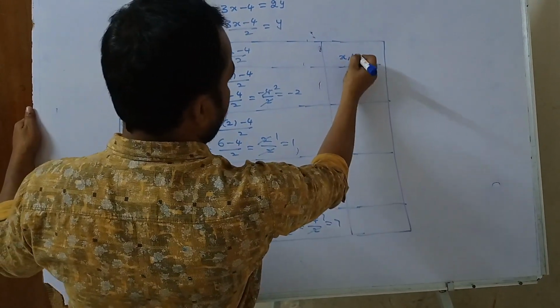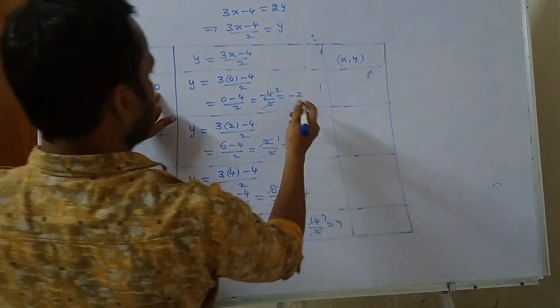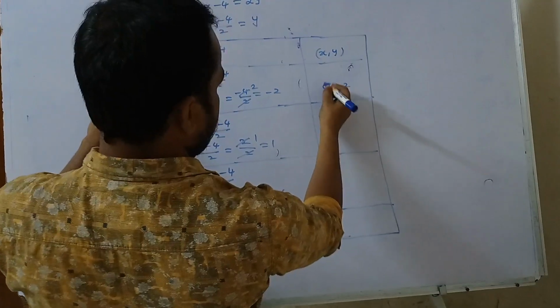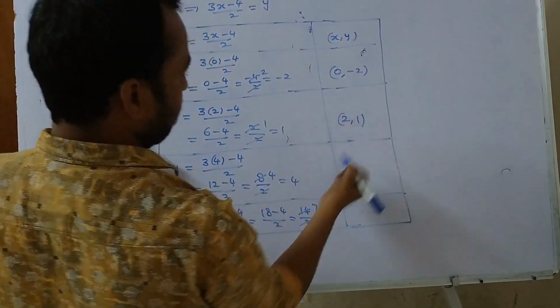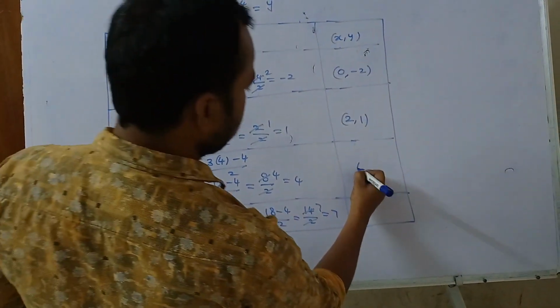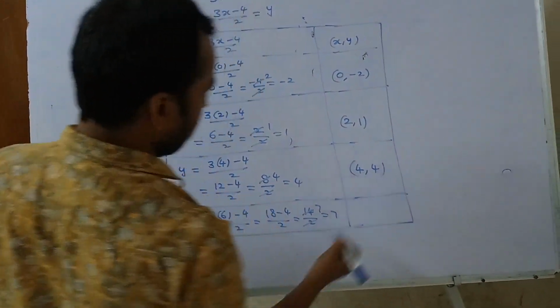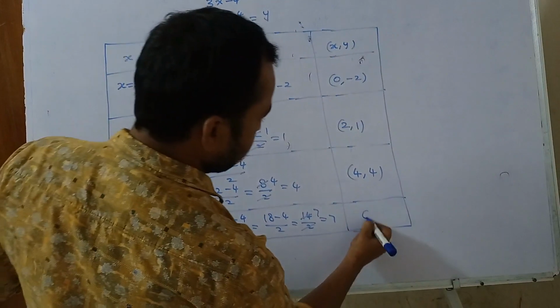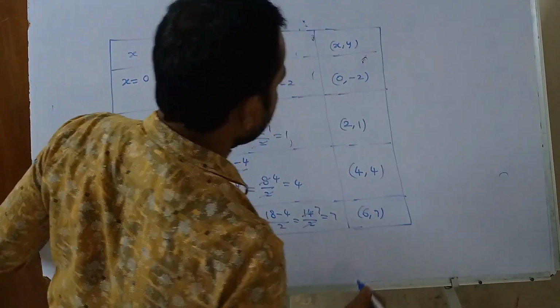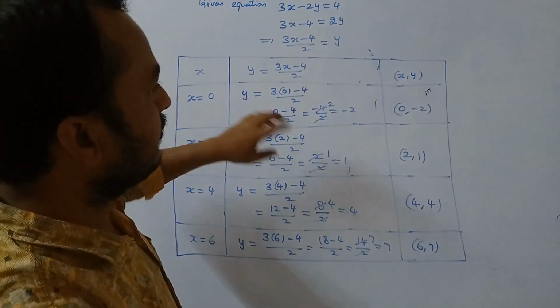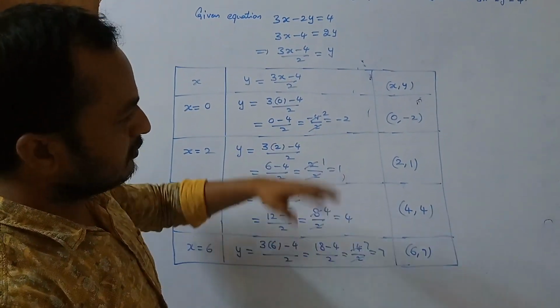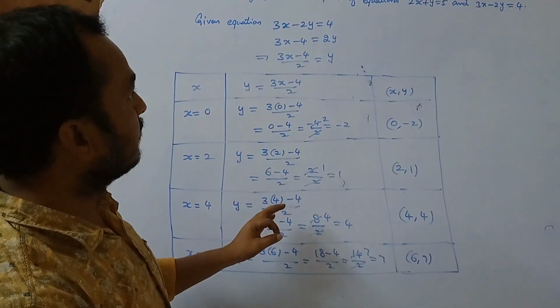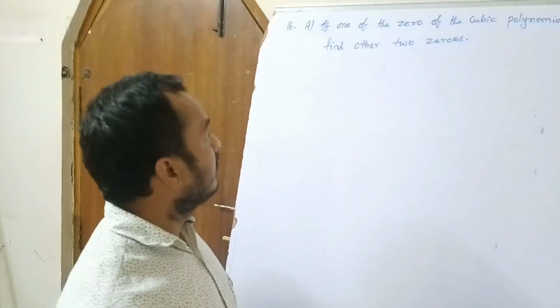Now x comma y, plot the points 0 comma minus 2, next 2 comma 1, next 4 comma 4, next 6 comma 7. Use the first table, you will get one line. Use this table, you will get one more line. Then you will easily get the graph.